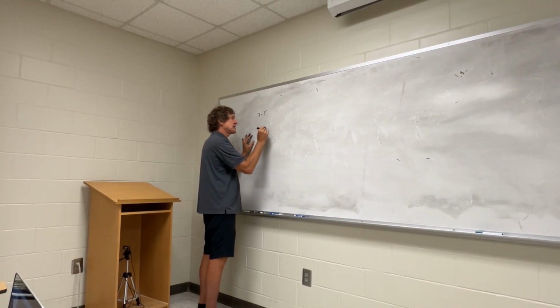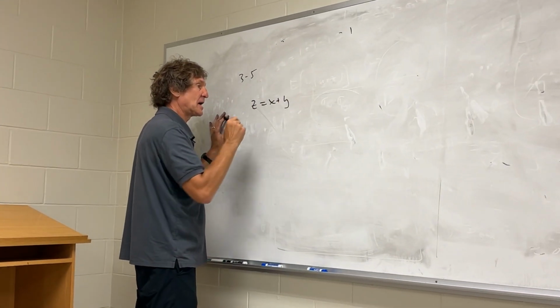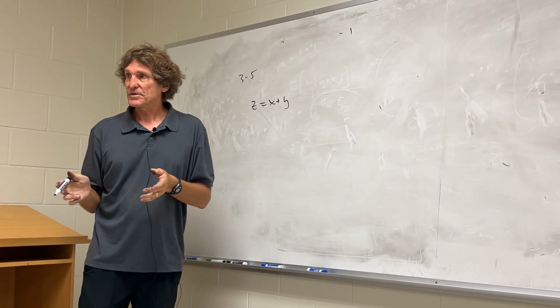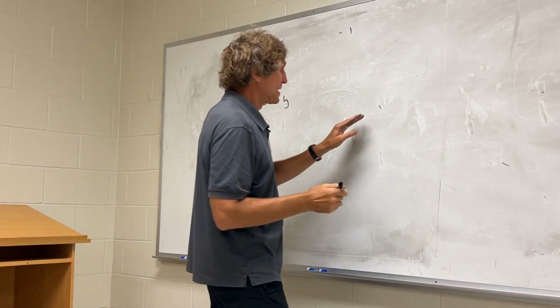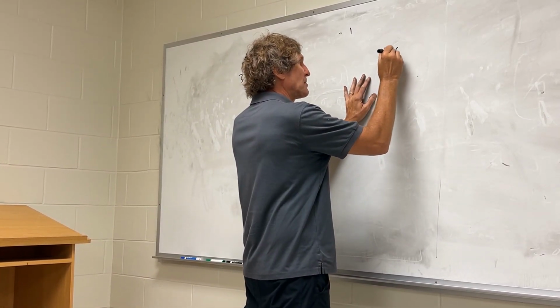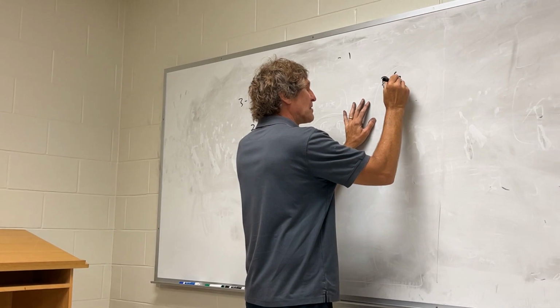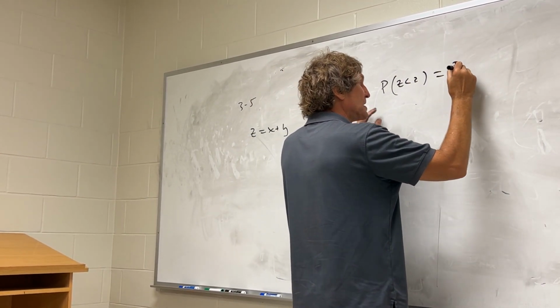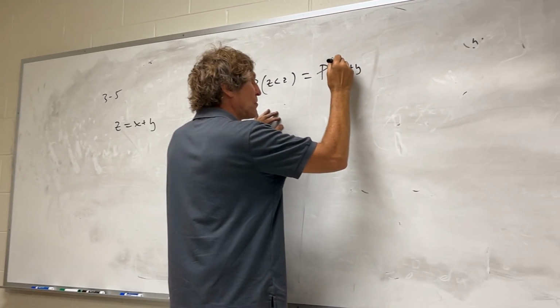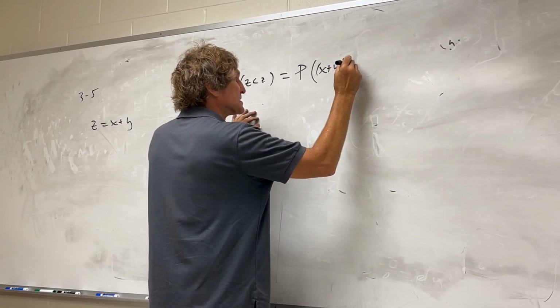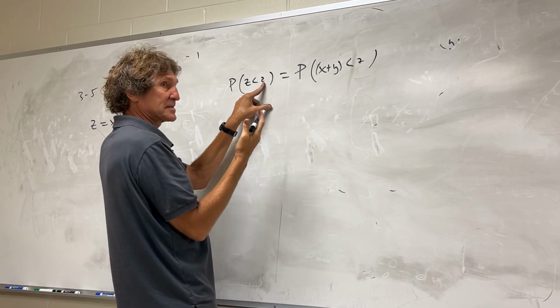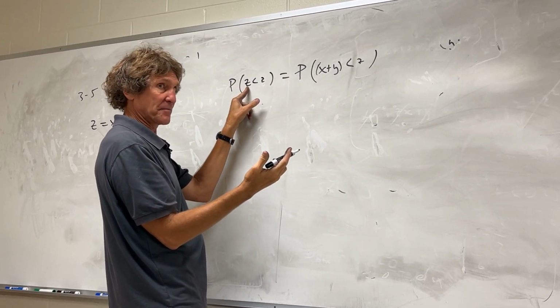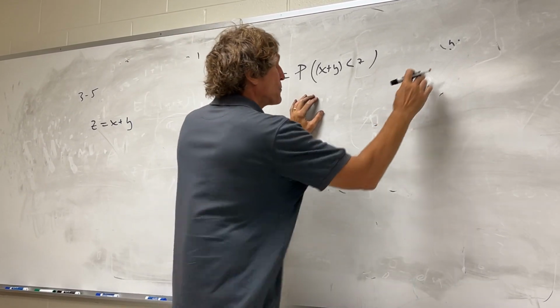So if you have z equal to x plus y, he's going to start this way. We're going to see something neat happening. He's going to say, well, the probability of the random variable z less than z is the same thing as the probability of x plus y less than z. And this z is some value. This is a random variable. All right, so what is this?